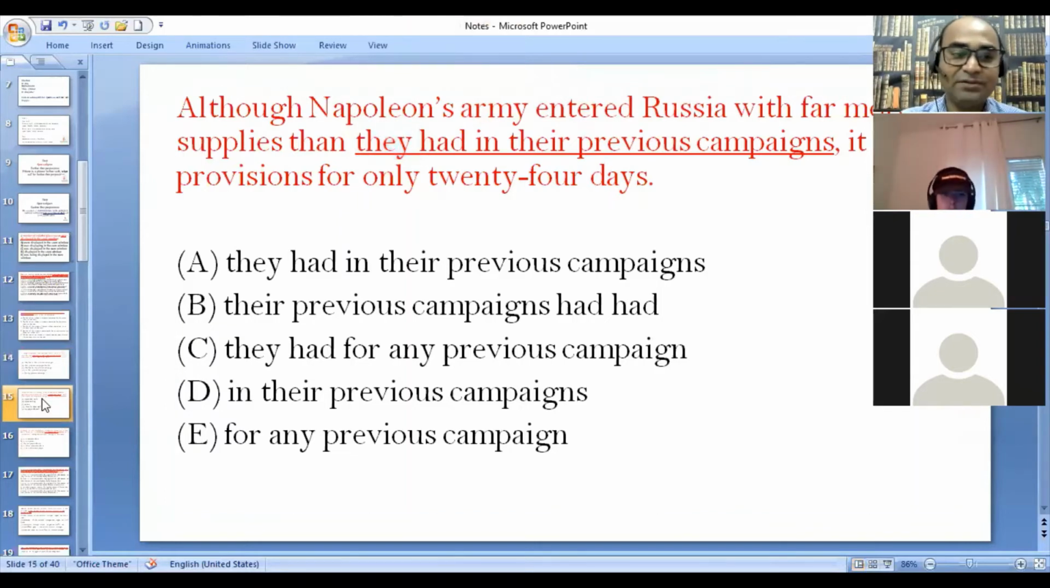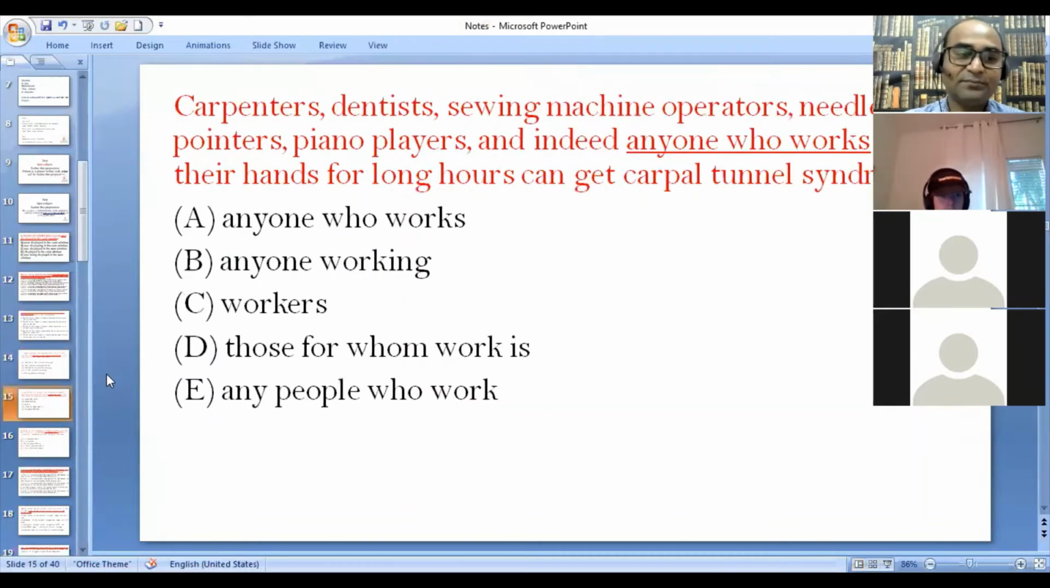So now take a look. Try here. Same 10 to 15 seconds. Patiently pick the word, the keyword.